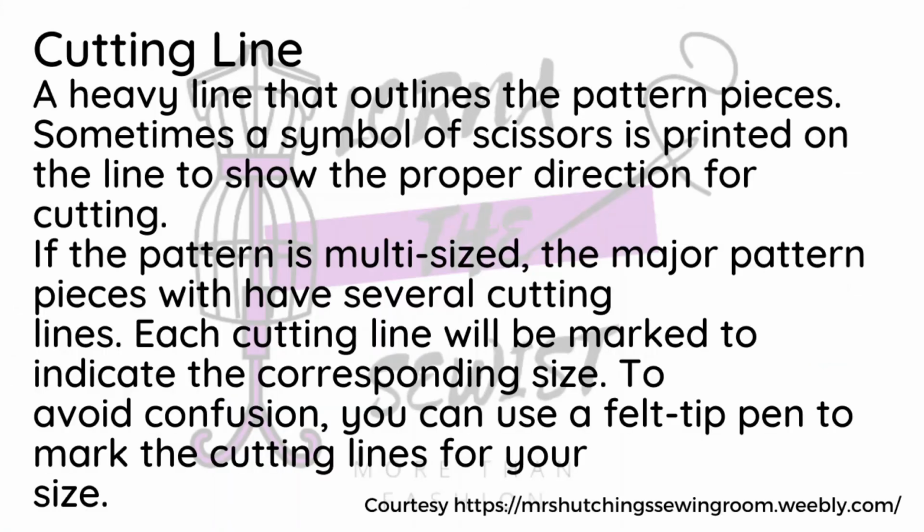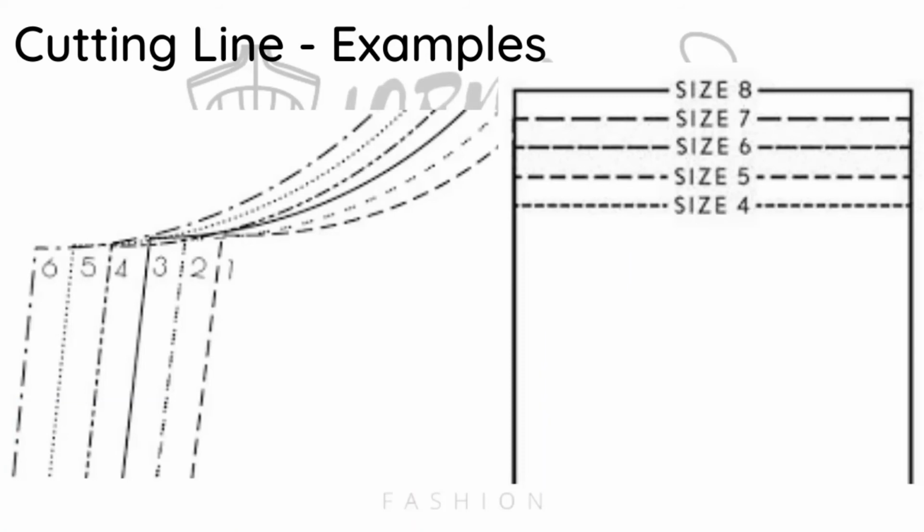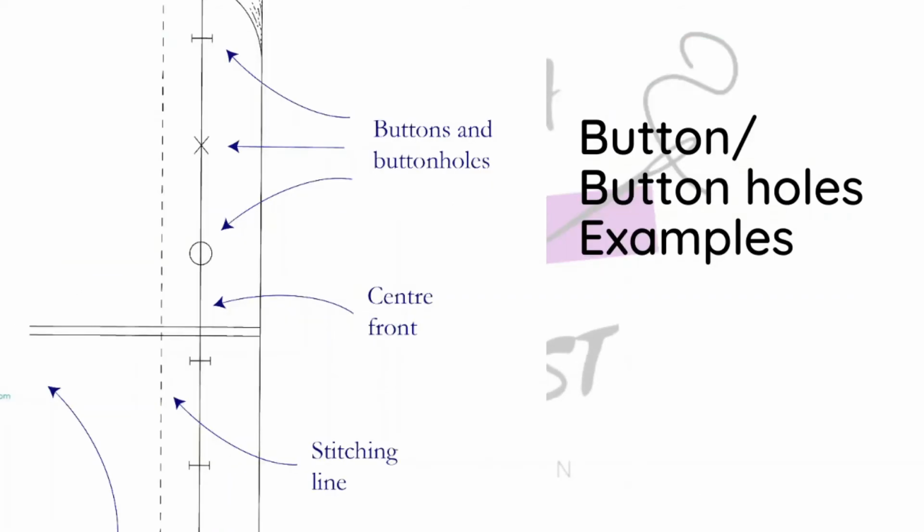A cutting line is a heavy line that outlines the pattern pieces. Basically, this is where you will cut from. Some of them have scissors, some of them don't have scissors, some of them have different designs of lines to show different sizes, like seen in these examples. Especially for graded patterns, it's usually good to just highlight them sometimes so that you don't confuse them when you're cutting or tracing. There are also symbols to indicate whether there's a button or a buttonhole in your pattern, and it's usually shown with the symbol of a button or a dash, two dashes that look like a buttonhole, or a square, a rectangle that looks like a buttonhole.